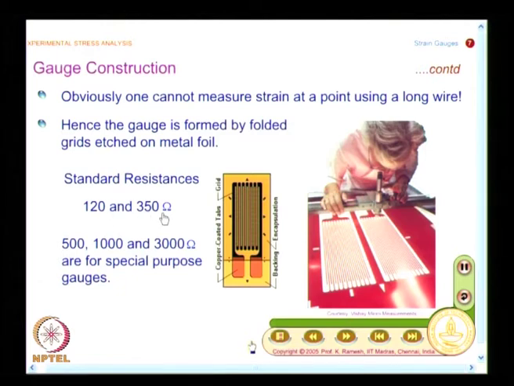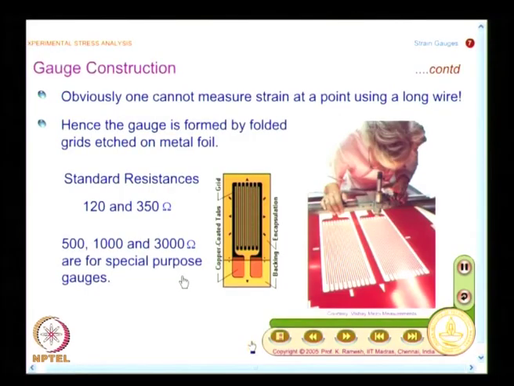Then you have 350 ohms. With the advancements in composites, now you have 500 ohms, 1000 ohms as well as 3000 ohms have been developed. And mind you, they are very difficult, it is not simple, it is very expensive. Strain gauge is also very expensive, and the moment you paste it, strain gauge is lost, you cannot reuse it. So, you have to be very careful in designing your strain gauge instrumentation. It is a very expensive proposition.